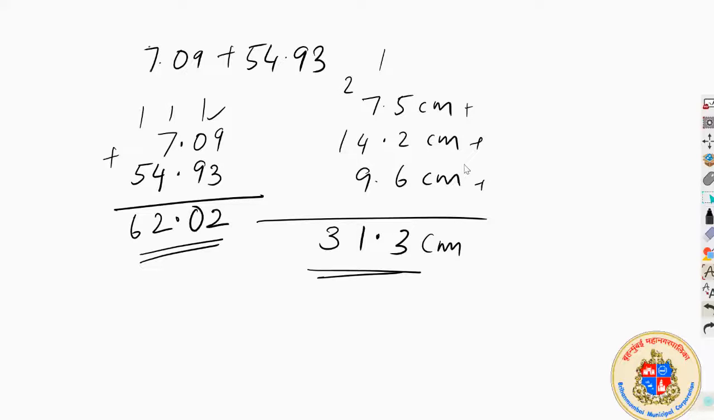Understood? So this much you should be very clear about addition. Put the decimal points one below the other in line and do the operation. Carrying in the addition is the same as how we do it in other cases. Let us go ahead.